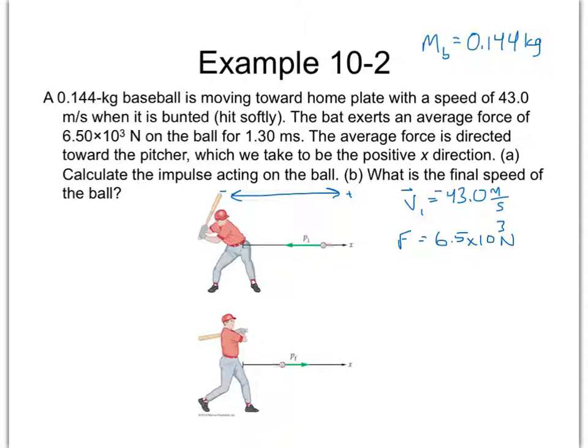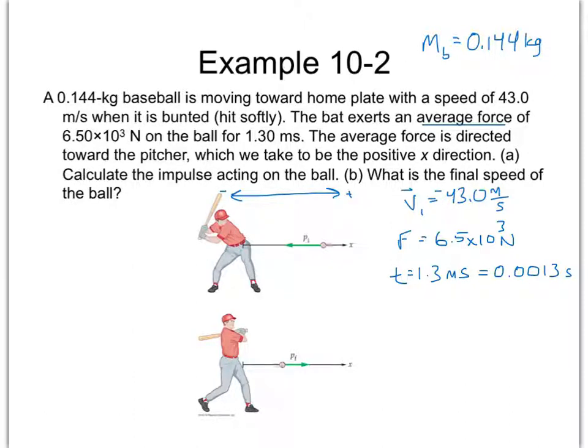For a time of 1.3 milliseconds. Wow, that's a really short period of time. Time equals 1.3 milliseconds. So that's 1.3 thousandths of a second. Which means to convert it to seconds, we have to move that decimal point over to the left 3 places. So it's 0.0013 seconds. That's going to be our time that this ball is in contact with the bat. All right, that's experiencing this average force of 6.5 times 10 to the 3rd newtons.